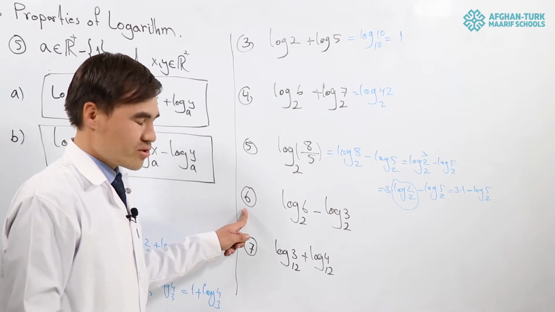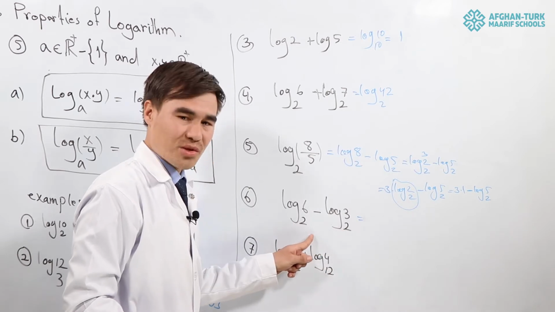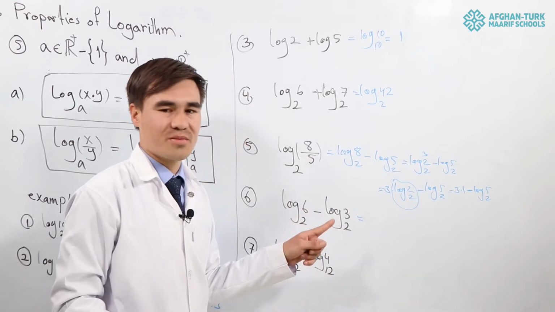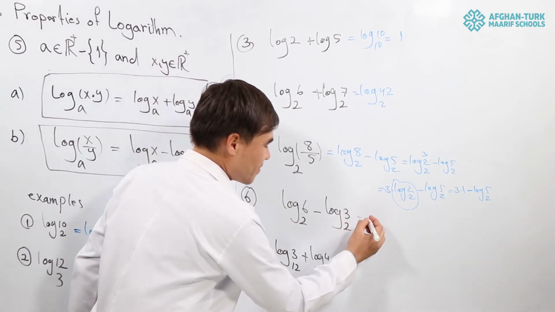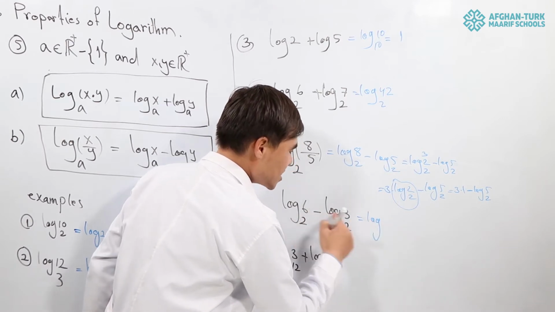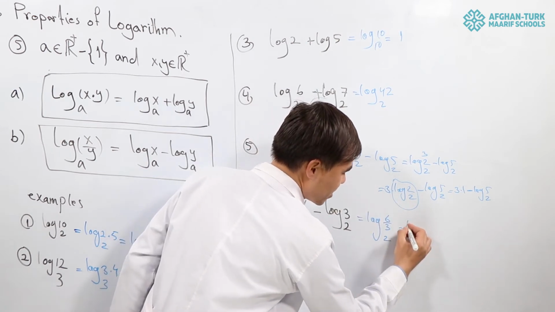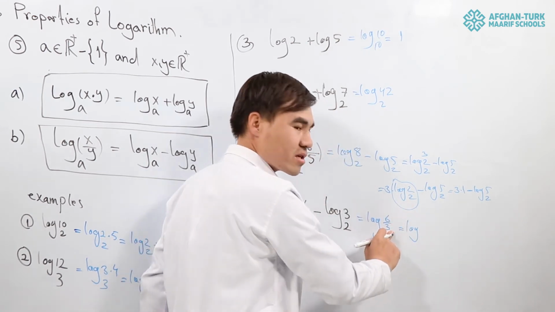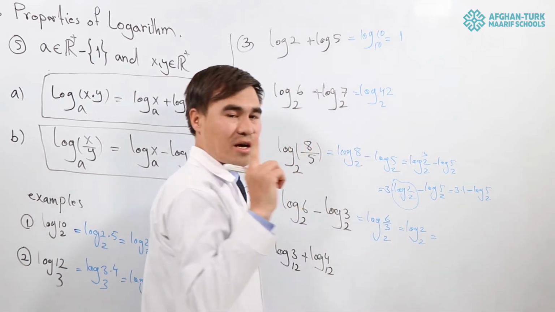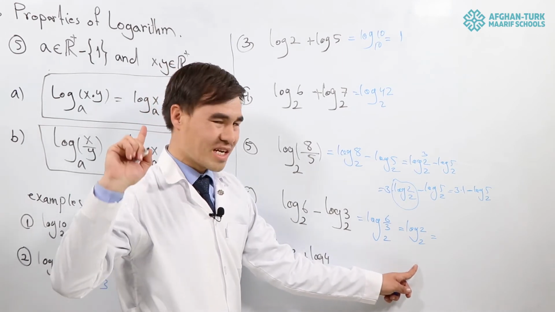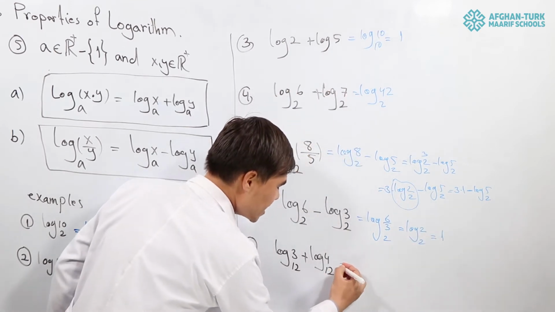Let's check the sixth one. Here, the bases are equal, and the operation between the two logarithms is subtraction. So we will change it into quotient form: log of 6 over 3 to the base 2. Let's simplify this. Log of 6 divided by number 3 will be number 2, to the base 2. As you know from the third property in the last videos, log of 2 to the base 2 will be number 1. And the next one.